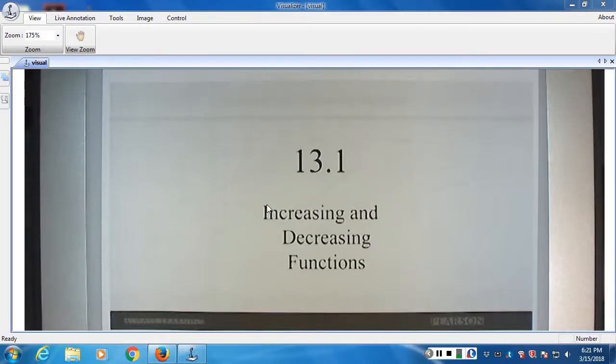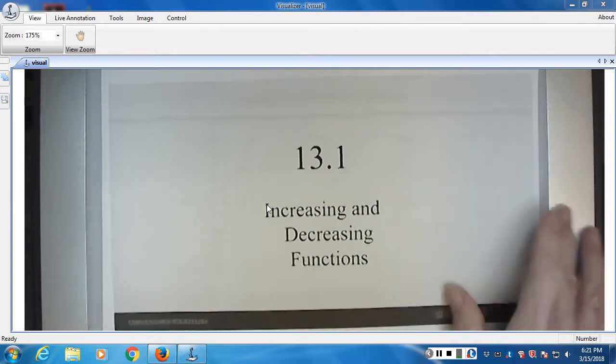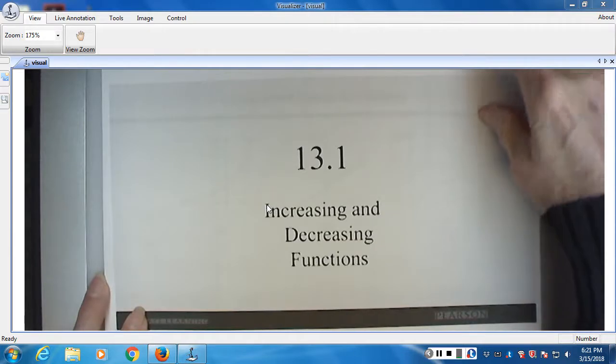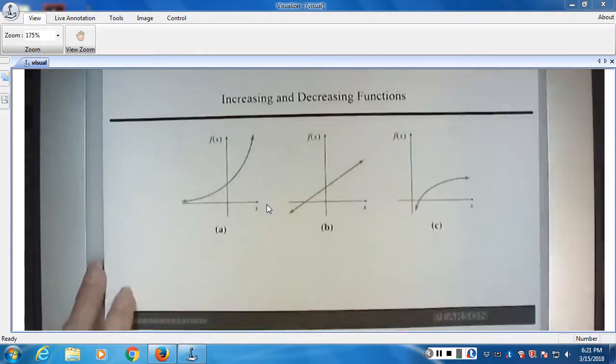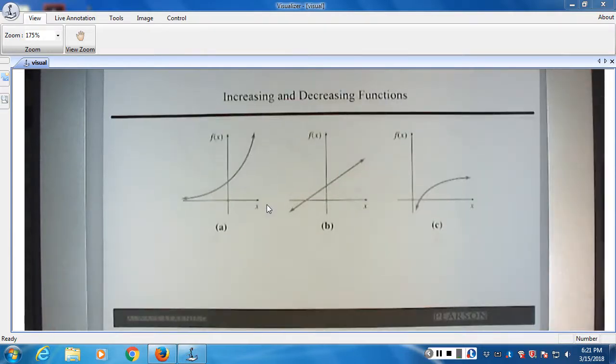So section 13.1 is about increasing and decreasing functions. And this whole idea in chapter 13 is actually a very visual idea. So there's a lot of stuff in your notes that is in math language that I'm going to try to put into English for you instead and draw pictures.